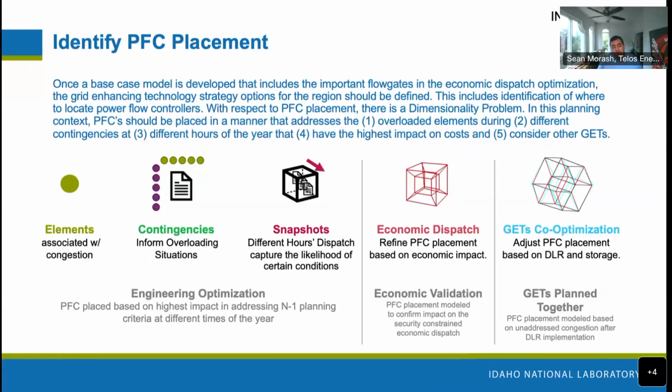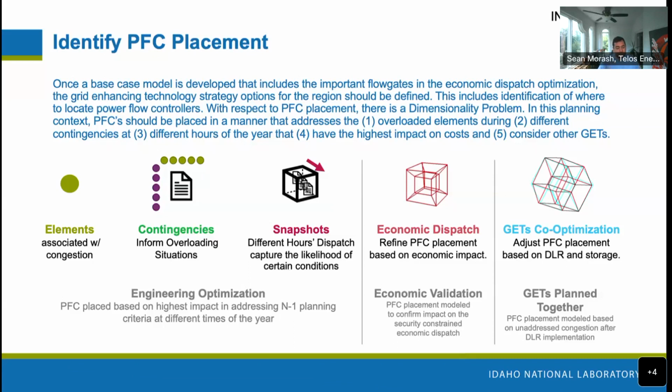So hey, it's not just DLR that qualifies as a grid enhancing technology. It's also power flow controls, right? And so we needed to figure out where to put PFCs, and it's not a totally straightforward question, because we've got this dimensionality problem where we've got a variety of different places where we can put them. We've got a variety of different contingencies that we care about. We've got 8,760 potential hours of dispatch where we could optimally place a PFC, right?